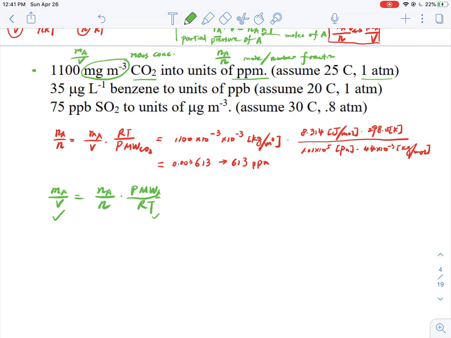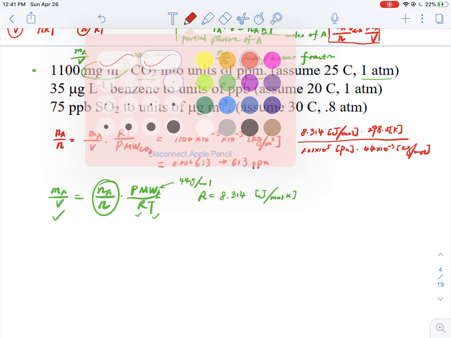Temperature is 25 Celsius. The R here, the gas constant, I hope everyone knows that, it's 8.314 joule per mole per K, right? The molecular weight of A, or carbon dioxide, we know that it's 44 gram per mole. So basically we have everything. We can just calculate this NA divided by N here, right? So now how do we do that?